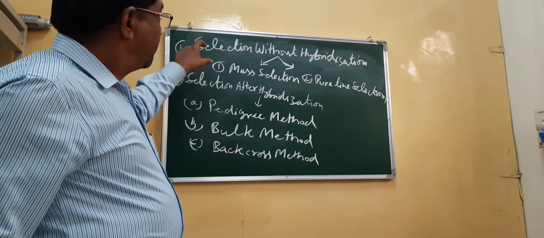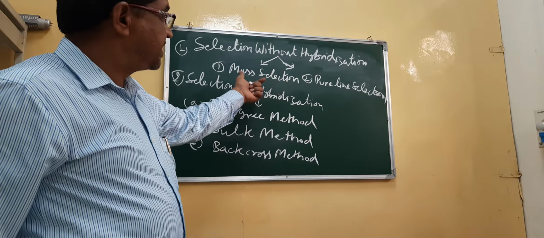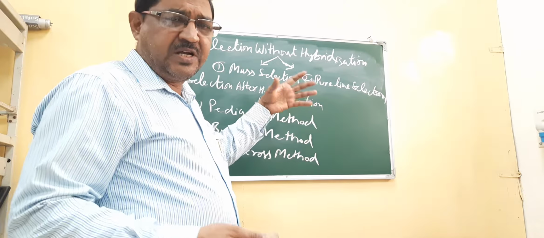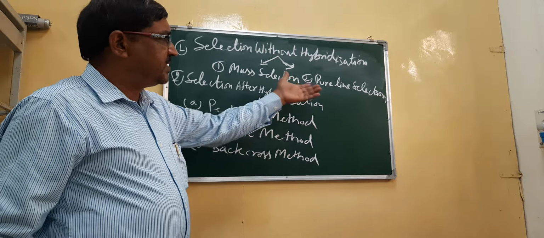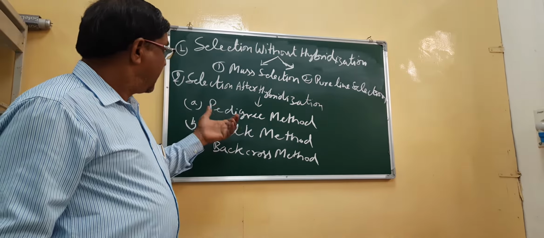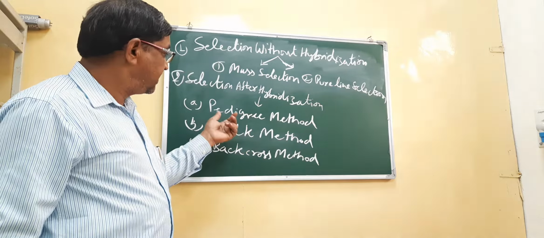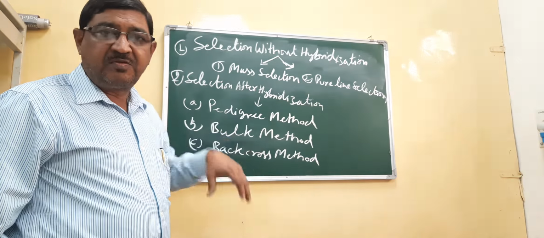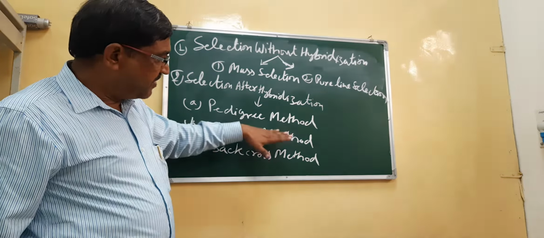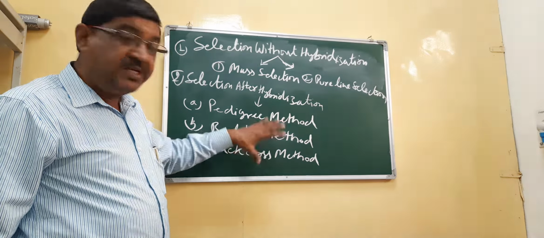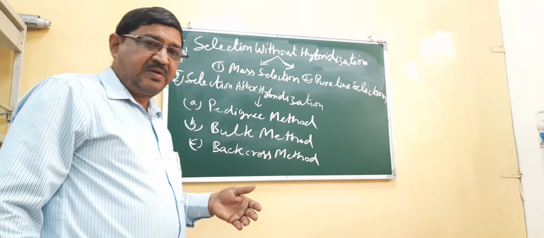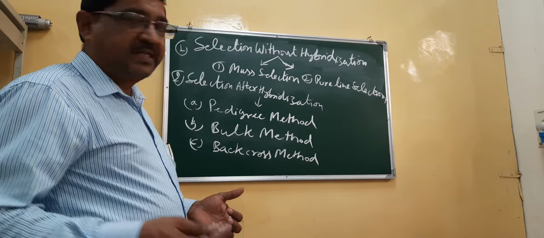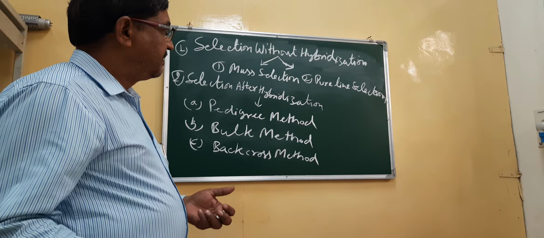So you see, selection without hybridization is mass selection, pure line selection, or you can have some modifications of these which are available. Modifications of these methods, and selection after hybridization, the pedigree method, bulk method, and back cross method, or modifications of these you can use, but the fundamental methods are only these. You can have some modifications according to your will, according to your accessibility of the things.